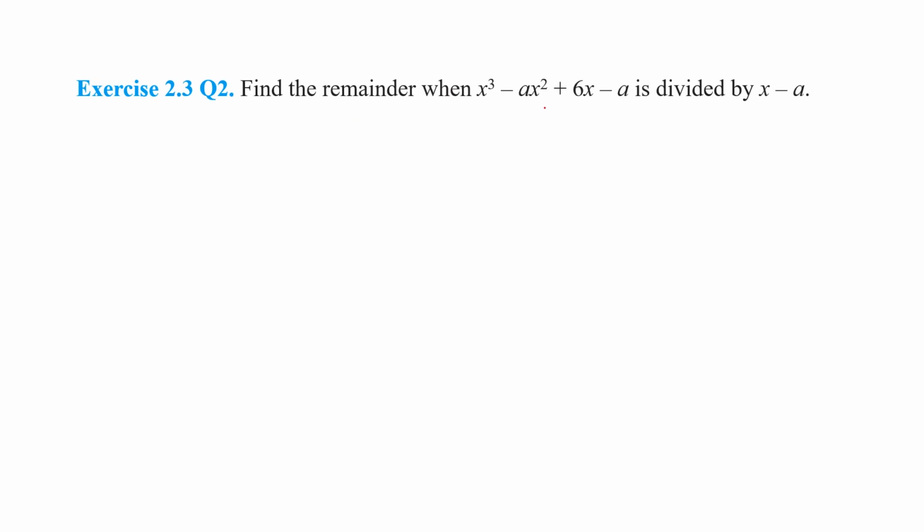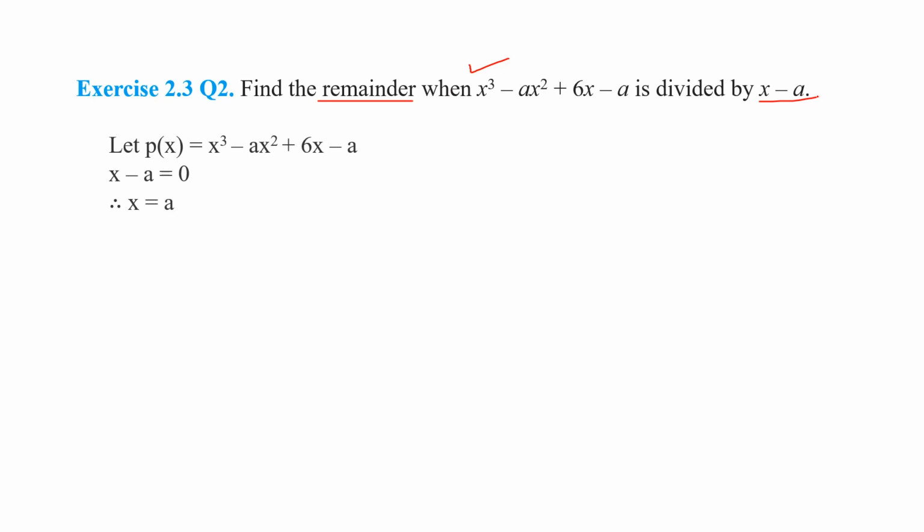Find the remainder when x cube minus ax square plus 6x minus a is divided by x minus a. This is only a direct question, the first one: we have to find the remainder. So we take this as p of x, and we will equate x minus a equals 0 to get the value of x. So we'll get x equals a.